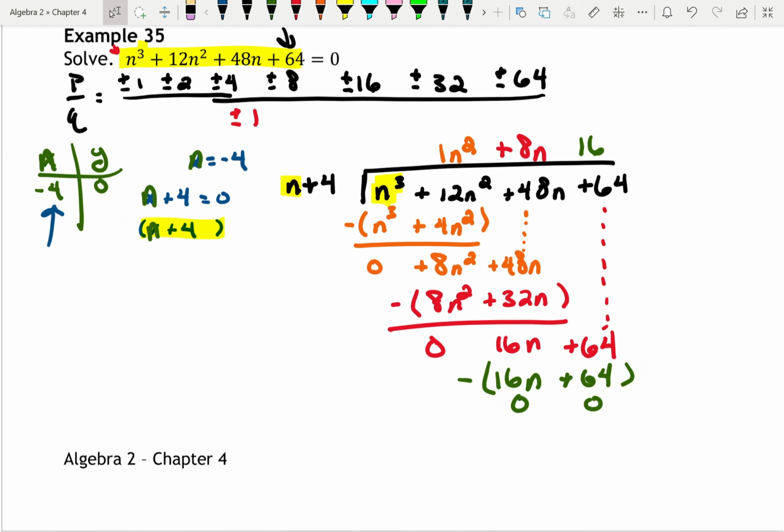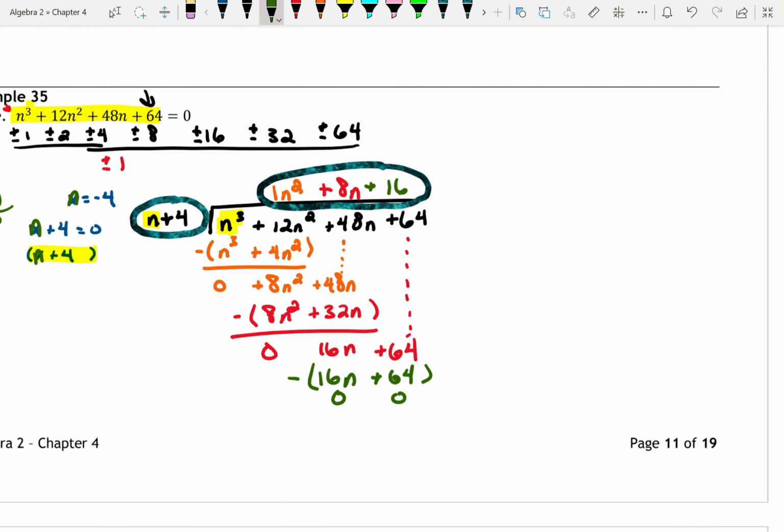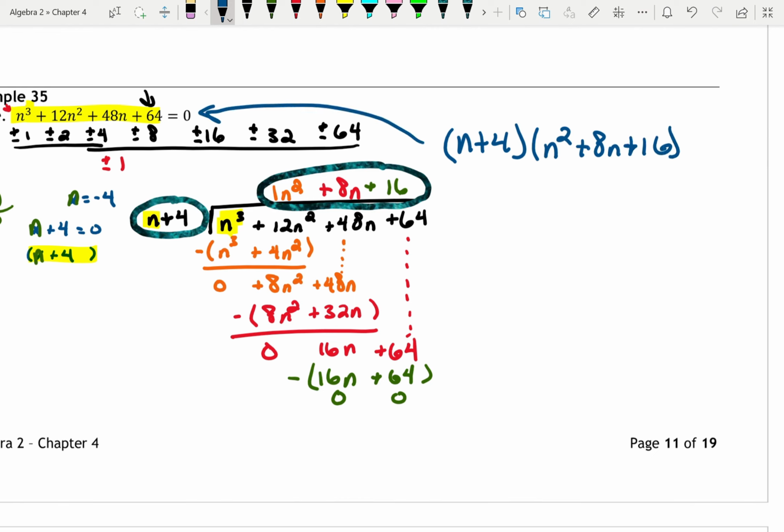All right, so what did we say here? We divided by the n plus 4, and we got n squared plus 8n plus, I didn't put the plus there, but there's a plus 16. What we are showing is we kind of forced it to factor. We are saying that n plus 4 times n squared plus 8n plus 16 is equal to our original equation.